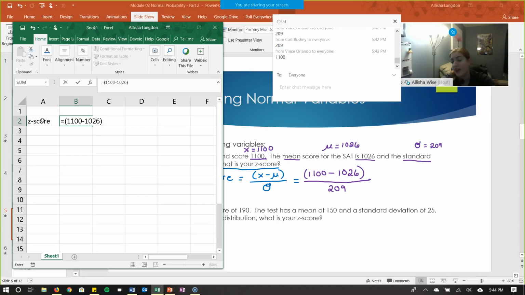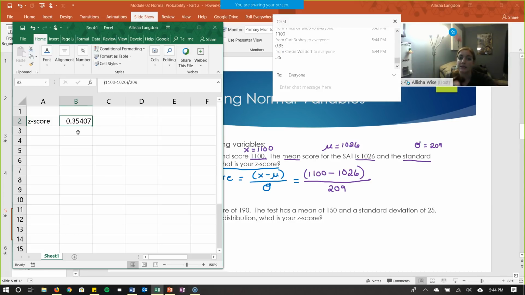1,100 minus 1,026, and I'm going to divide it by my standard deviation, which is 209. Okay, 1,100 minus 1,026 divided by 209. Hit enter, and we get this decimal here, 0.35407. Now, as a reminder, we said we were solving for our z-score, so we have to round that to 2 decimal places. So what would that be rounded to 2 decimal places?